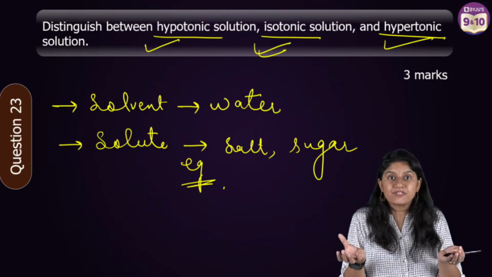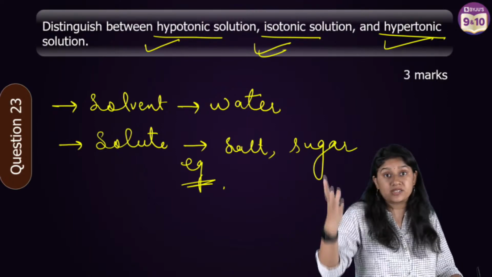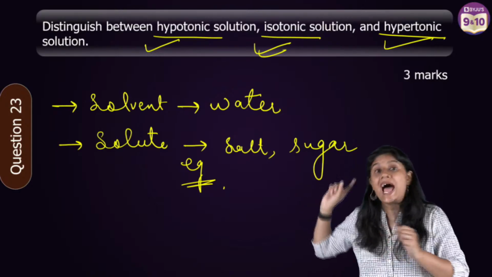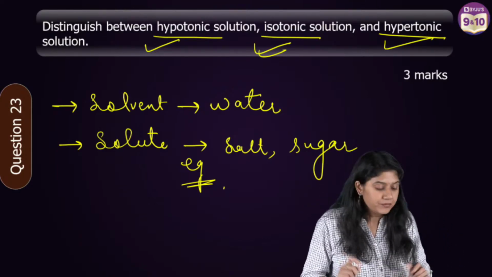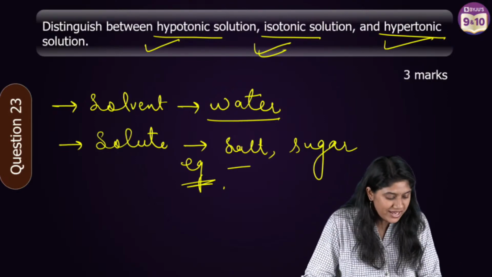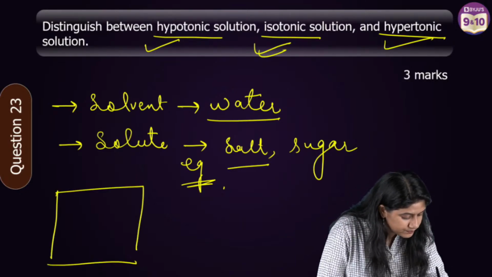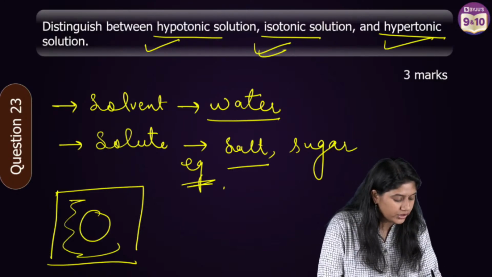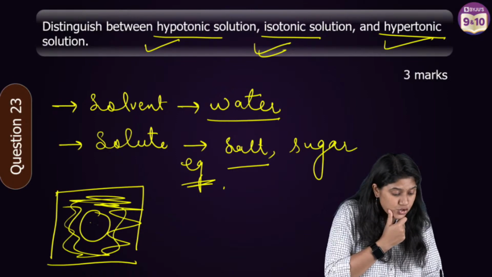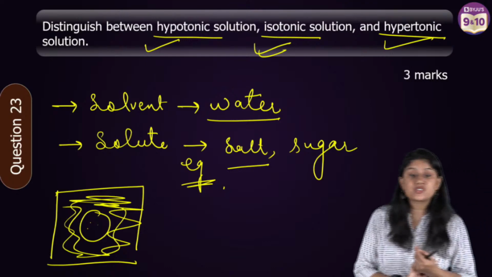So these three solutions that we have, hypotonic, isotonic, hypertonic, work based upon the concentration difference between the solute and the solvent. Clear? For example, if we have more water and less salt, what will happen? If we have a cell inside and we have more water and less salt and sugar, what will happen to this particular cell? Quickly tell me, all of you.